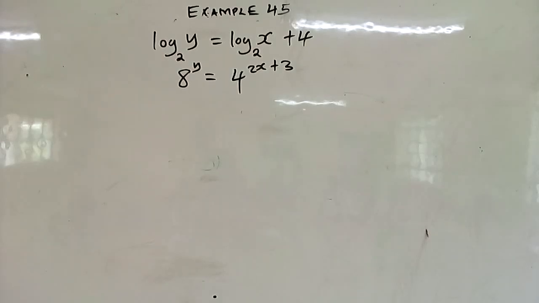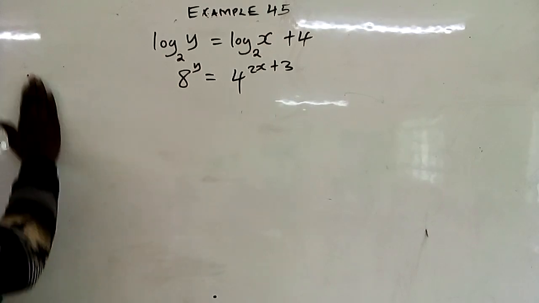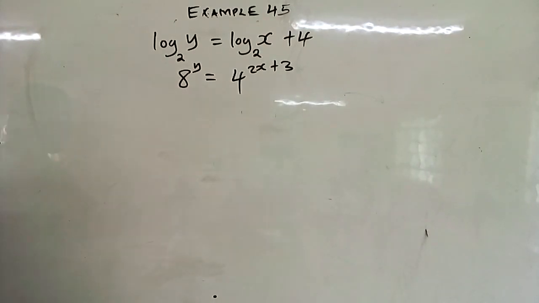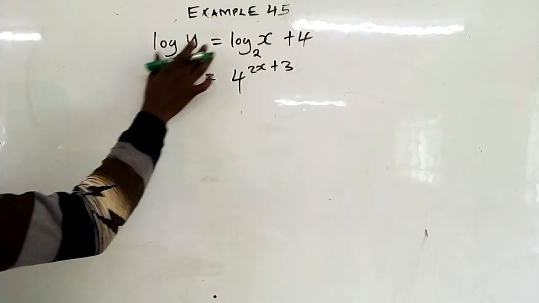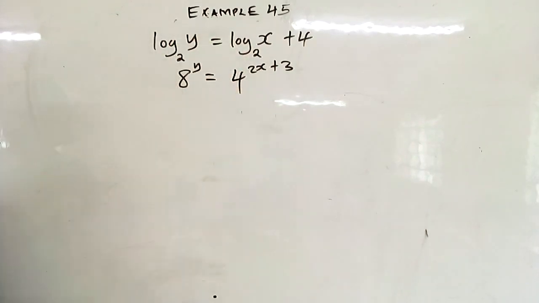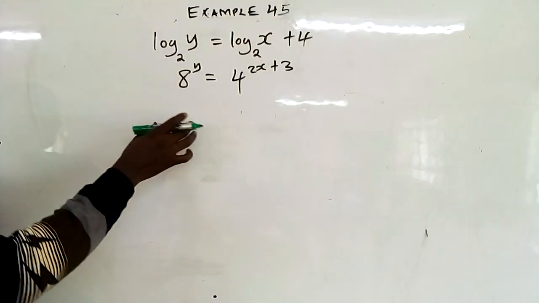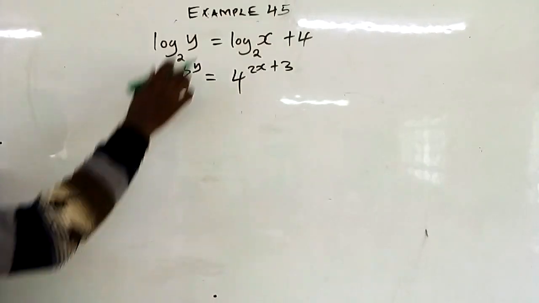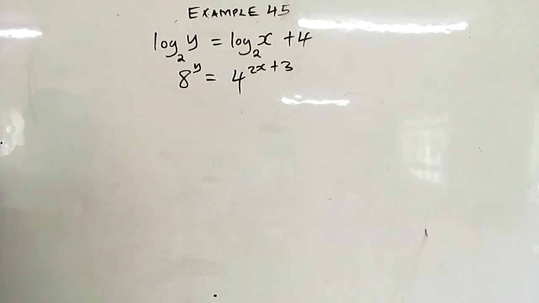Example number 45, solve the following simultaneous equations. For you to solve this simultaneous equation, you form two equations which are in terms of x and y. You get rid of the powers, and here you get rid of the log, isn't it?